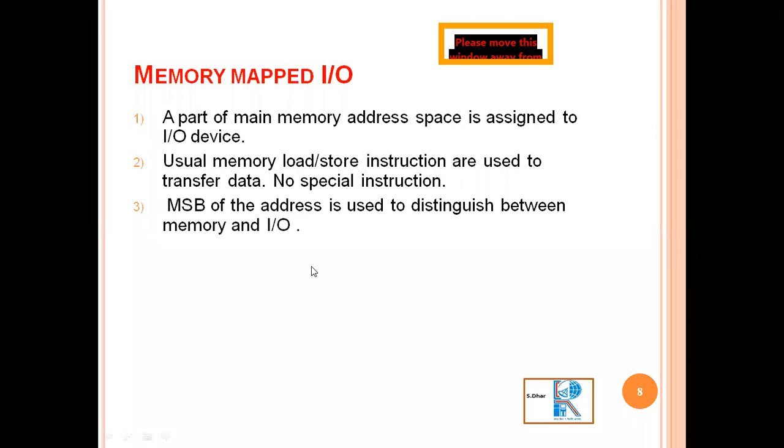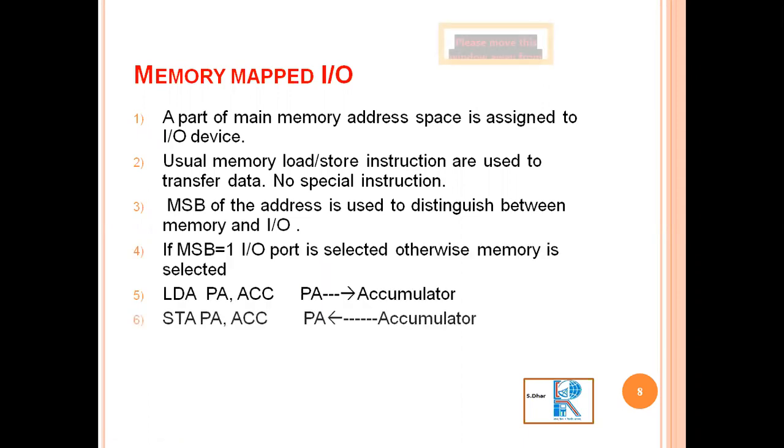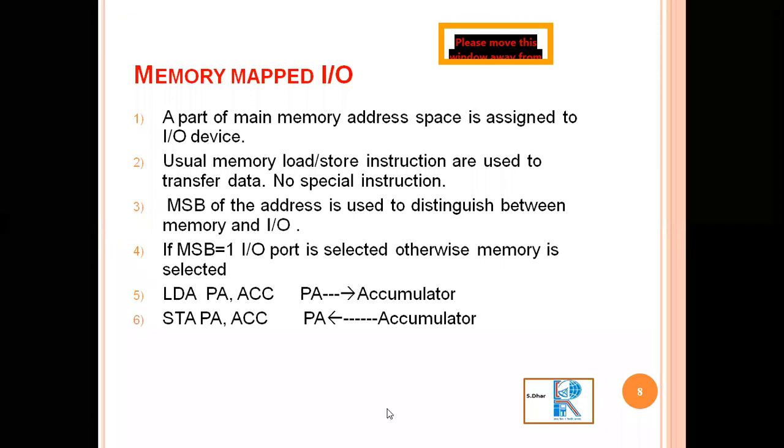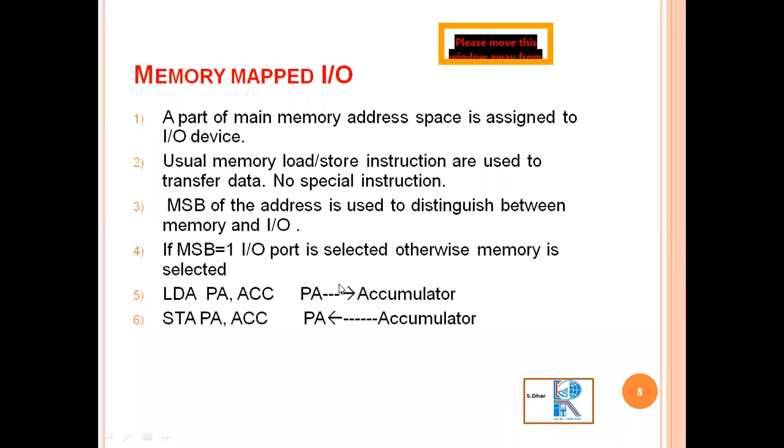Clear? So here, in memory mapped IO, the same memory is used for storing the instructions or general memory operations and for the IO operations. Clear? If the MSB is 1 in some system, the IO port is selected, otherwise memory is selected. That means if the MSB in the address is 1, the processor will understand that it has to select the IO port connected with that particular address. If the MSB is 0, the processor will understand that the memory address is for a general memory transfer operation, not for the IO devices.